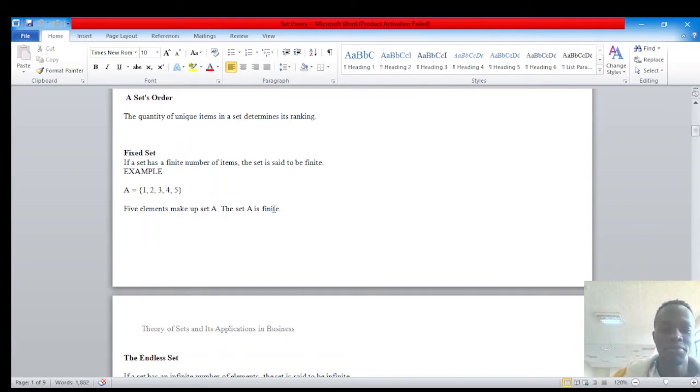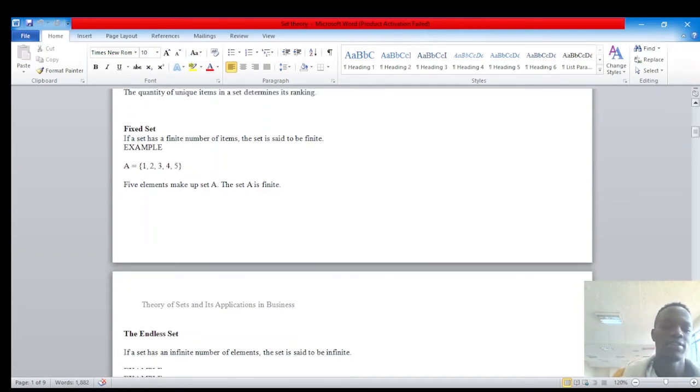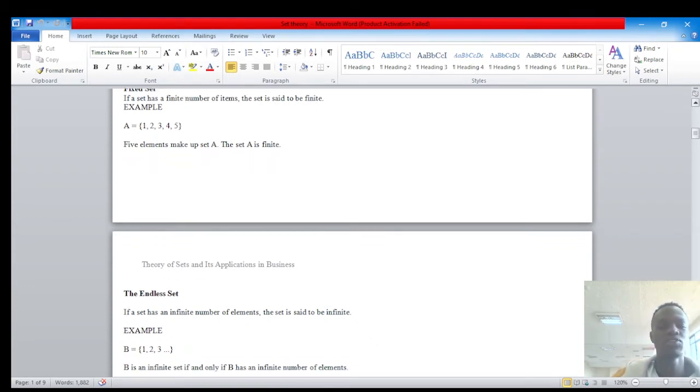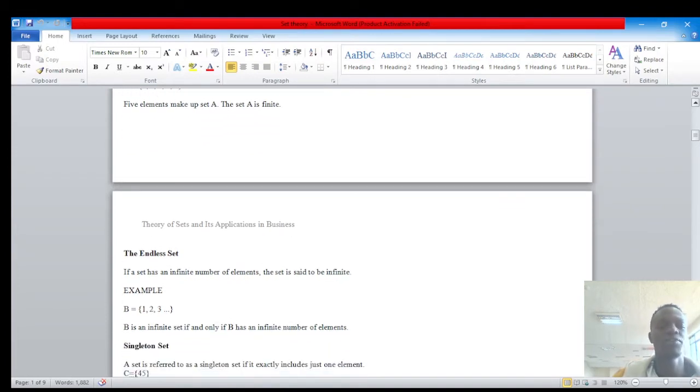The set is finite. Then we have an endless set, or infinite set. If a set has an infinite number of elements, the set is said to be infinite. So it's endless, it's continuous. For example, set B has elements which are continuous, like it has no end. So it's written like this. It's endless or infinite. So B is an infinite set if B has an infinite number of elements.